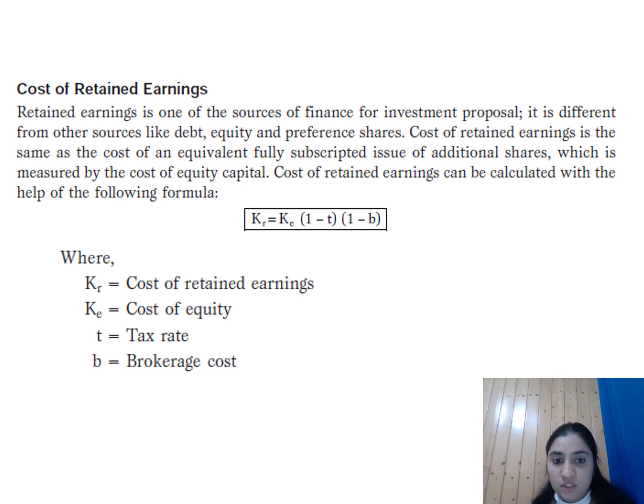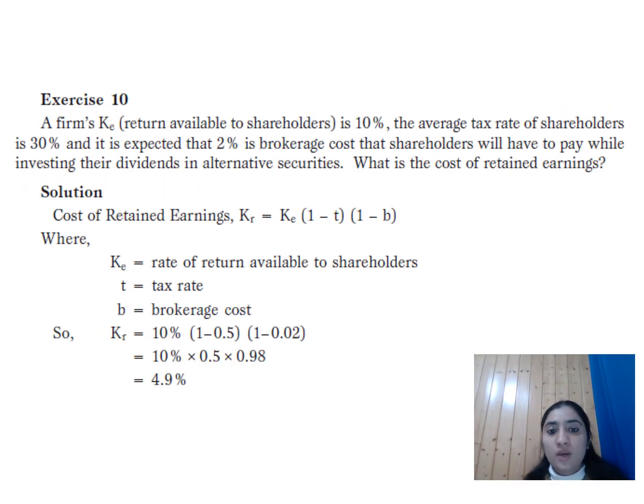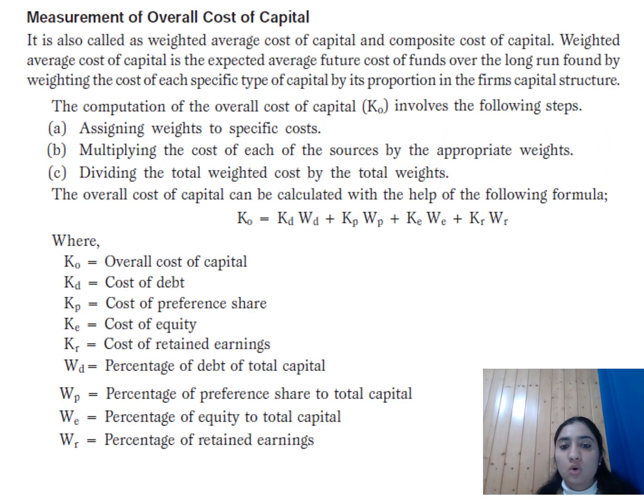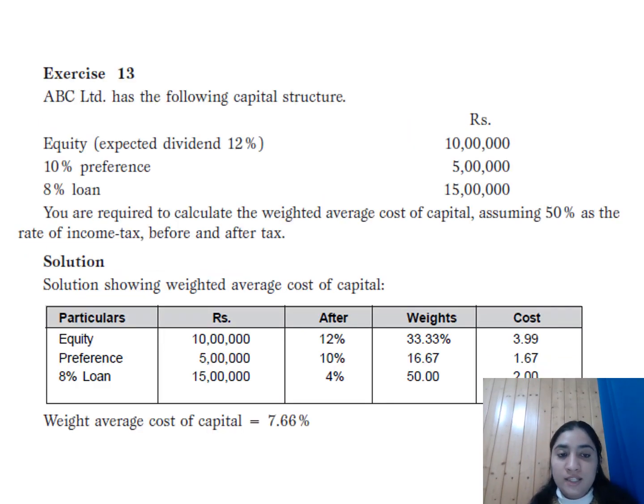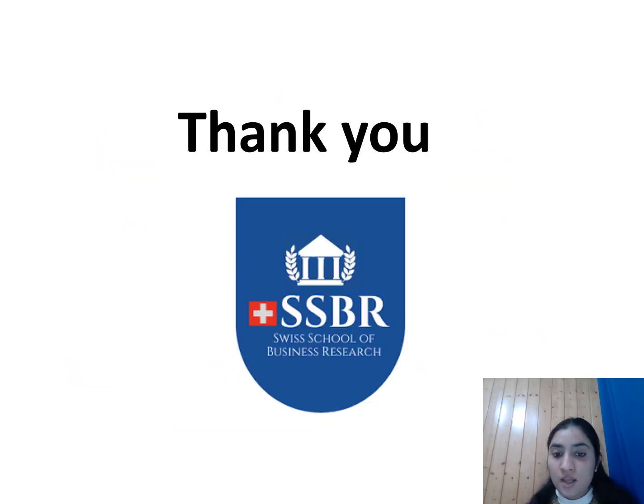The cost of retained earnings would be calculated when the cost of equity is multiplied by the tax rate and multiplied by the brokerage cost. So cost of retained earnings is the same as the cost of an equivalent fully subscribed issue of additional shares, which is measured by cost of equity. Here you can see the example of how we can apply it. Now we know how to calculate the cost of debt. Here is the formula. I will explain it better through this example. Let's see, wait, we will calculate the total value overall.